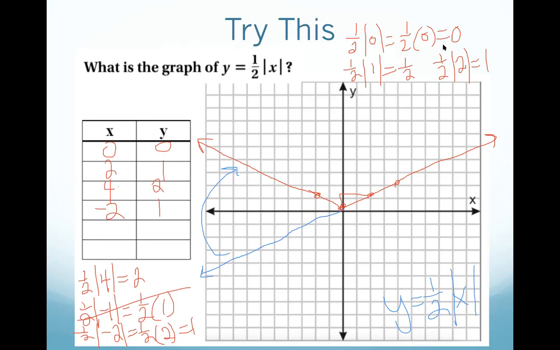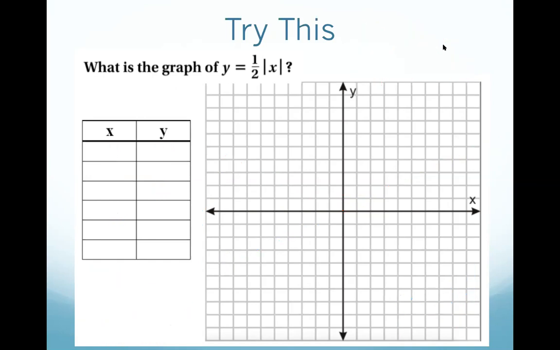And so this honestly is a line with a slope of 1/2. However, it's V-shaped because at some point I said all of the y values have to be positive because they're distances. And that's why an absolute value function is V-shaped.